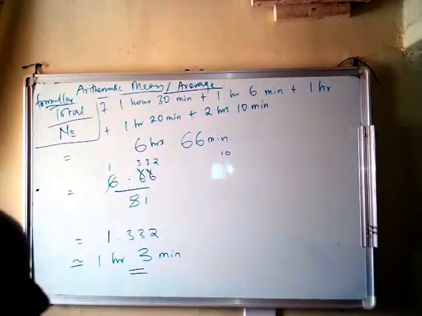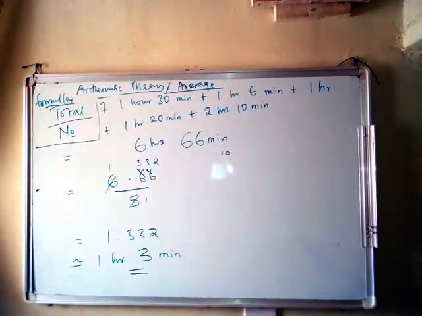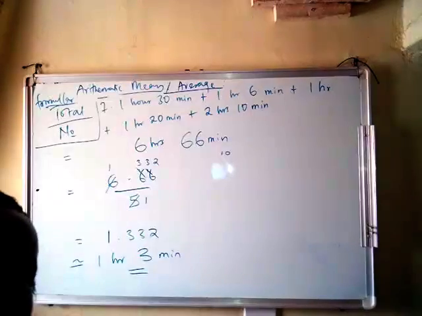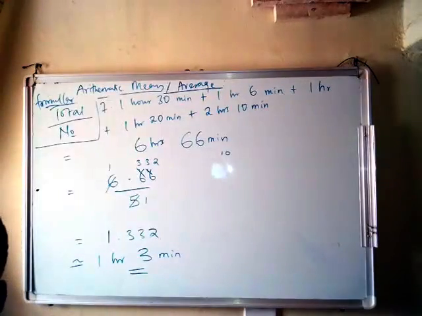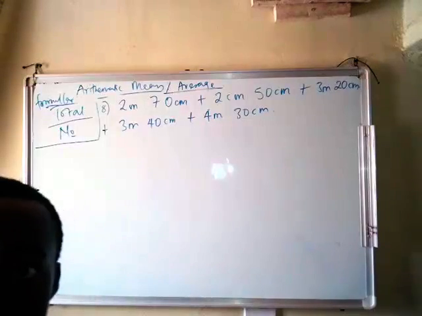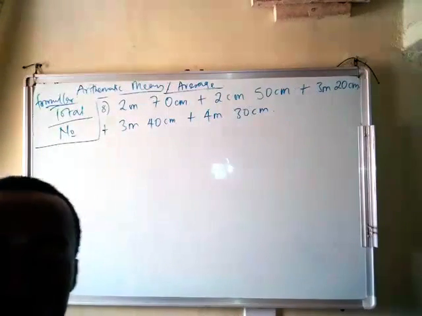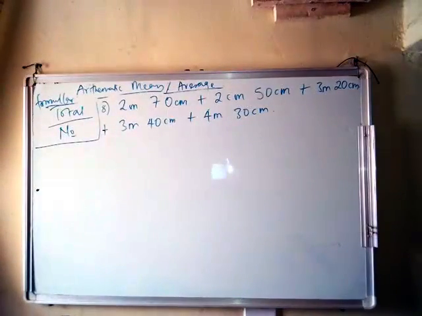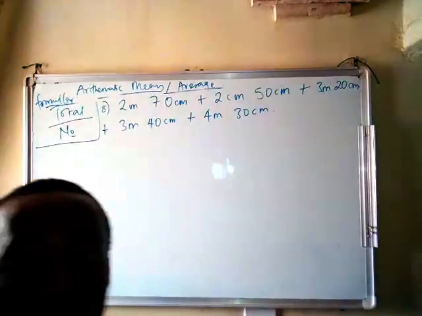Okay, so if you look at the board, you have that question. This time around, we're having 2 units, meter and centimeter. So let's count the numbers we have. We have 1, 2, 3, 4, and 5. So we're very fortunate that we're having only 5 numbers. We don't even have to add so much.